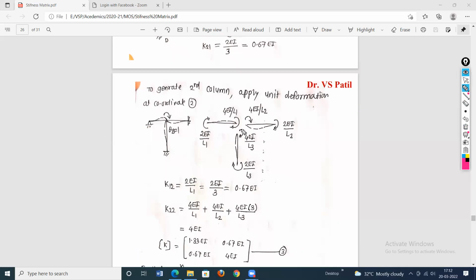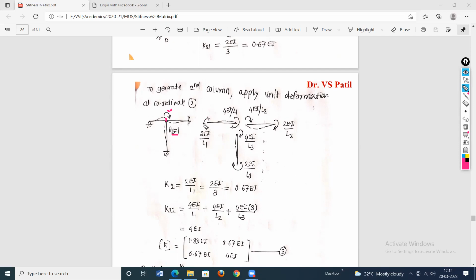Then to generate the second column of the stiffness matrix, apply unit deformation at coordinate 2 now. Coordinate 2 is the B point, which is common for 3 spans. So BC, BA, and BD all will deform. This is the deformation shown in all the members, column and beams. The moment is applied clockwise, because coordinate 2 is clockwise. Magnitude should be such that it produces slope equal to 1, theta B equal to 1.